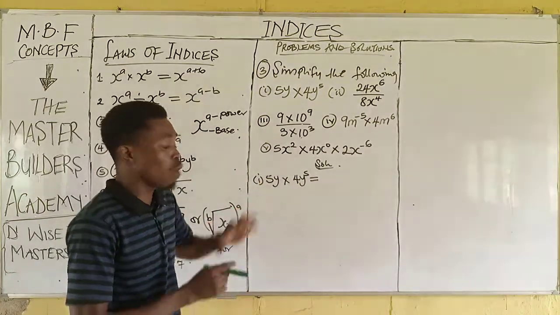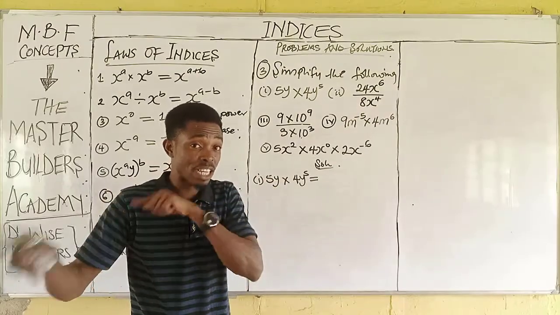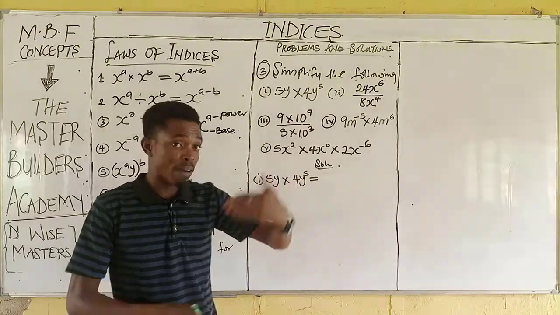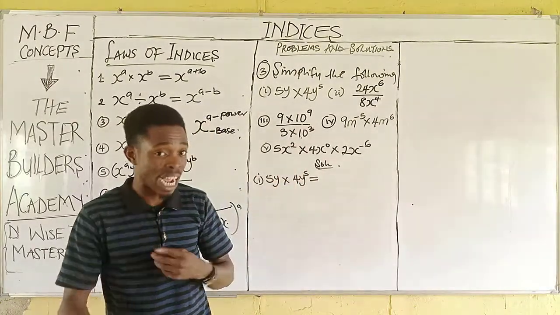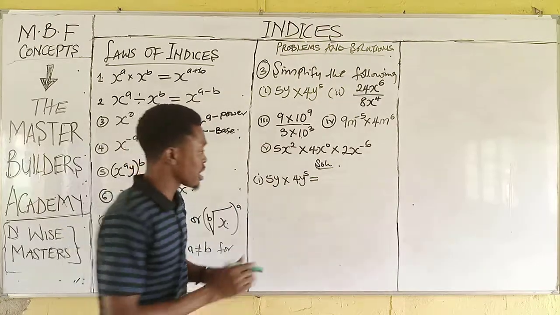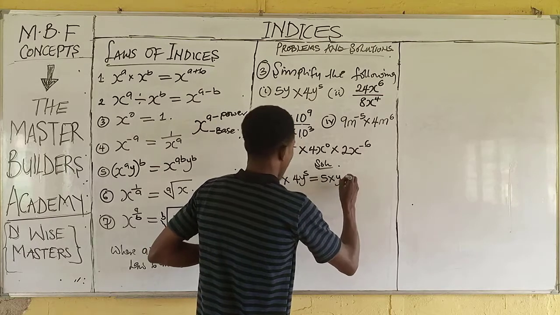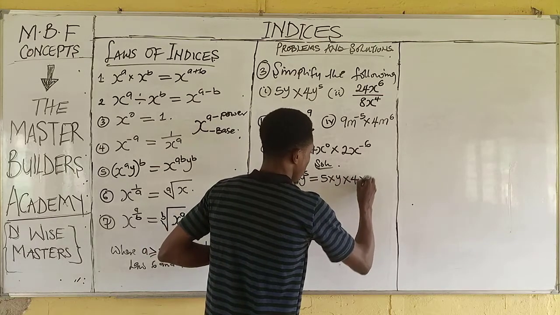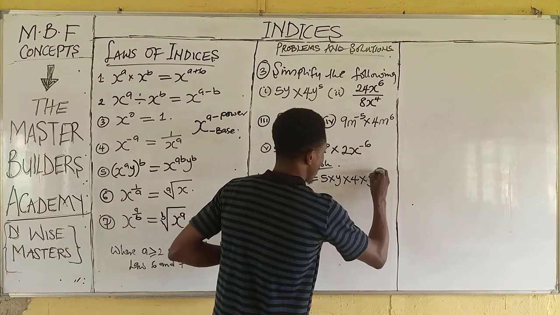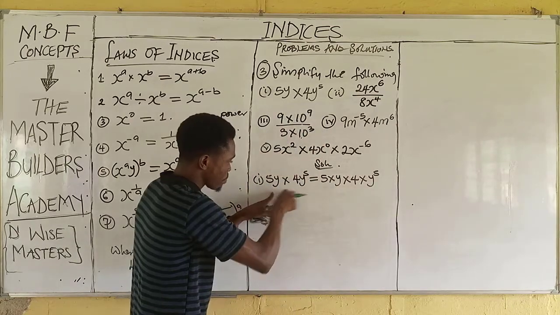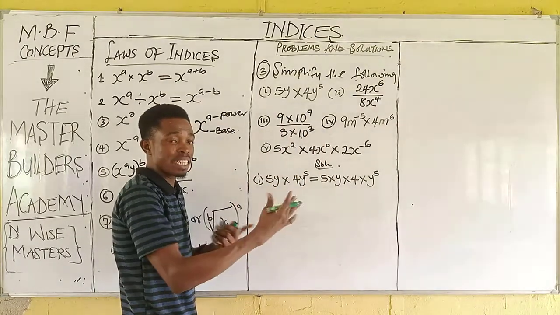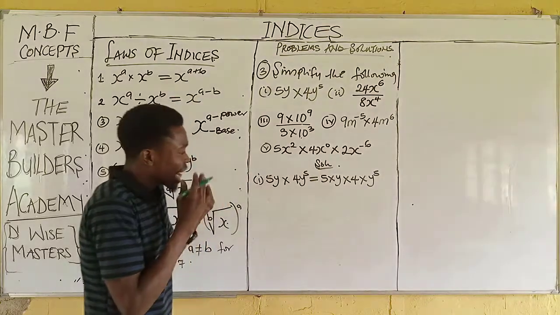Of course, you know that 5y is the same thing as 5 times y. Similarly, 4y raised to the power 5 is the same thing as what? 4 times y raised to the power 5. So therefore, we can have this to be what? 5 times y multiplied by 4 times y raised to the power 5, because they are big bases. They are not the same. So we need to split it and separate in such a way that they can be the same.